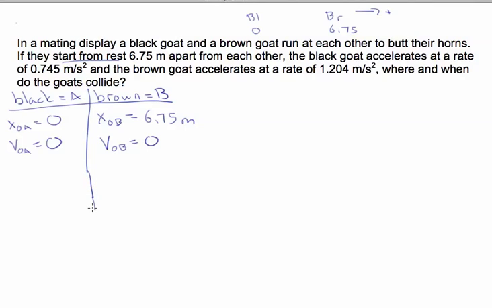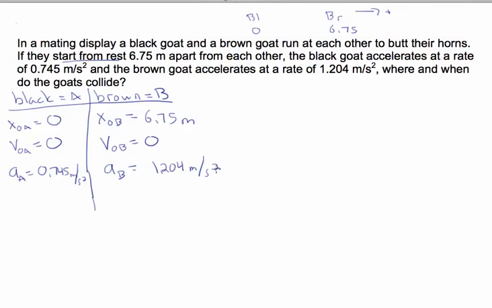So the black goat accelerates at a rate of 0.745 meters per second squared, and the brown goat accelerates at a rate of 1.204 meters per second squared. Where and when do they meet?